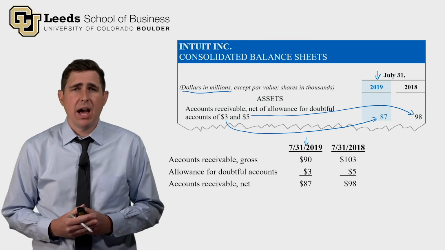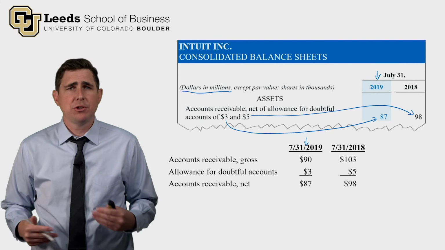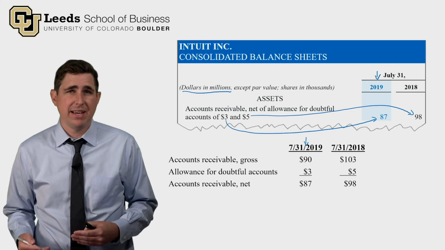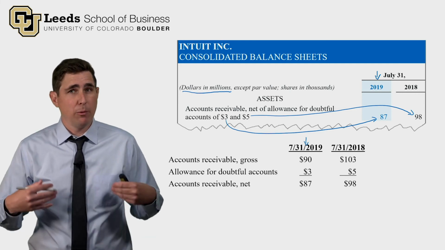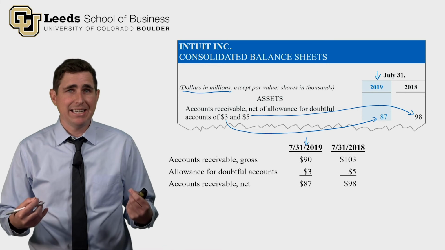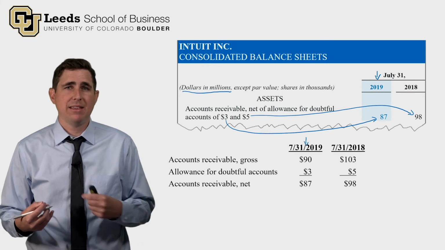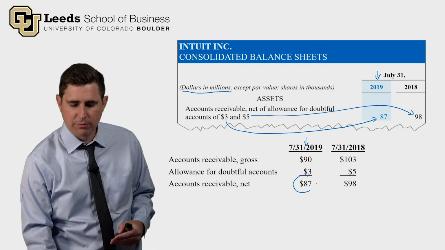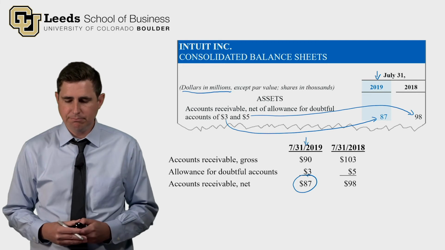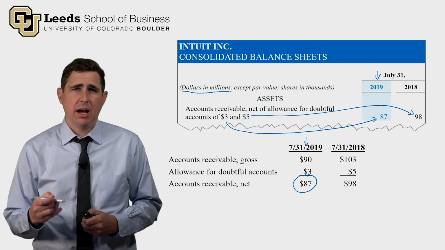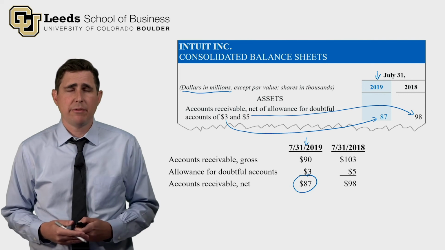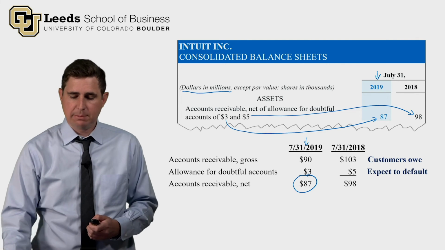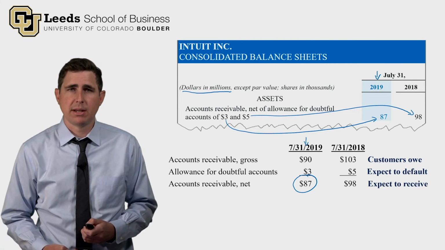So as of July 31st, 2019, how much do customers owe Intuit? Well, Intuit expects to collect 87, and they expect to not collect 3. So the amount total that they're owed is $90 million. And if you subtract the amount they don't expect to collect of 3, you get 87, which is the net value of the accounts receivable asset. So the customers owe 90, expect to default on 3, and they expect to receive 87.